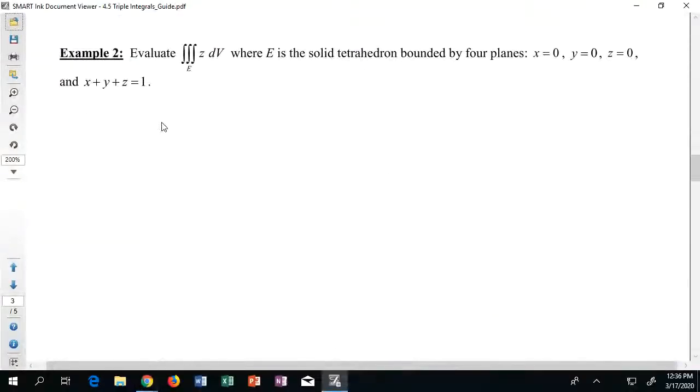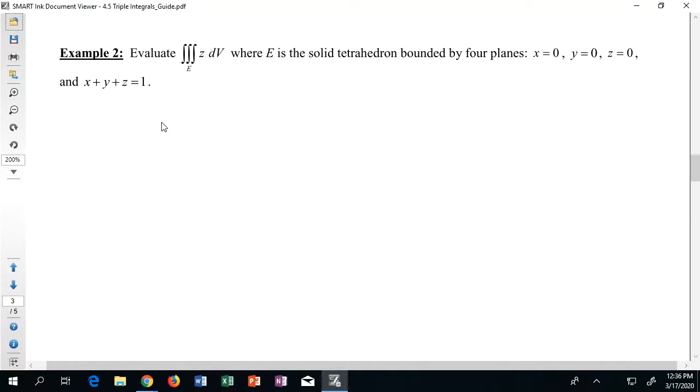All right, so we're going to take a look here at example number 2 to see how we can use some of the stuff we talked about on the last page. So we want to try to evaluate this triple integral. It's a triple integral of the function z over the solid E. So E is the solid tetrahedron bounded by the following 4 planes.